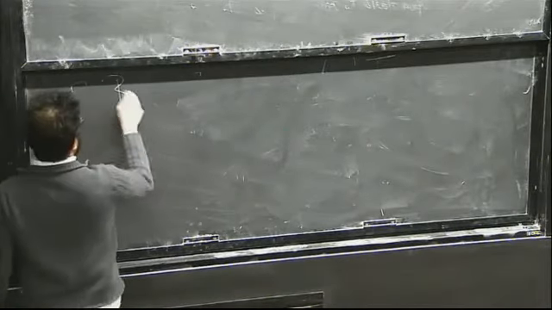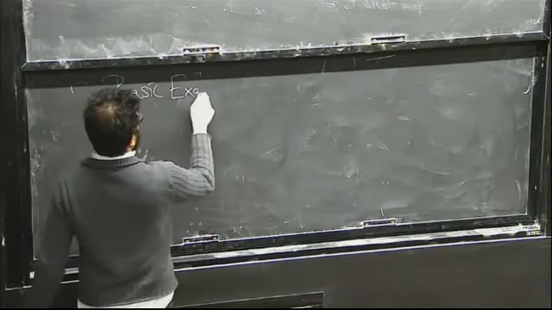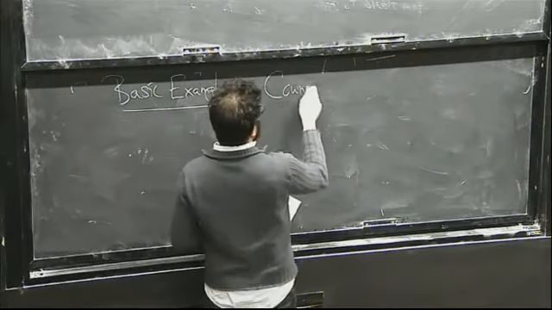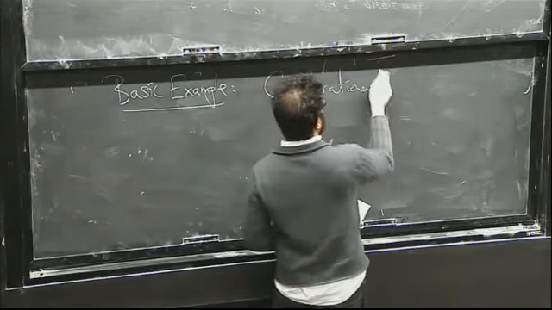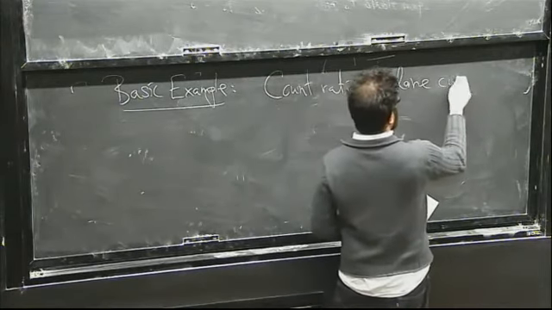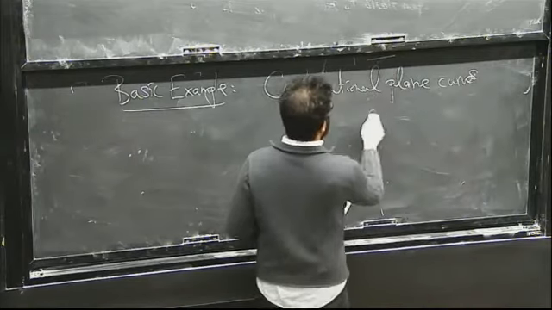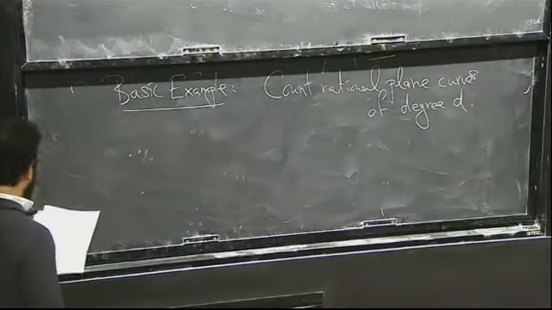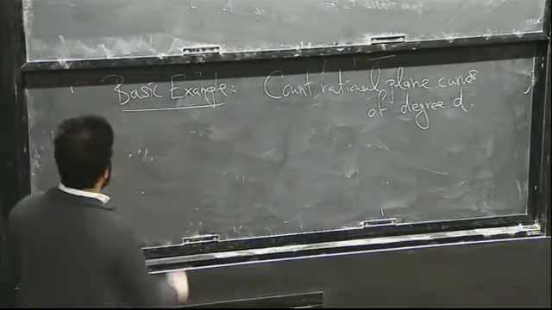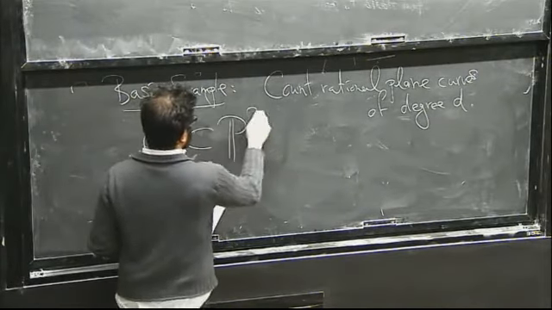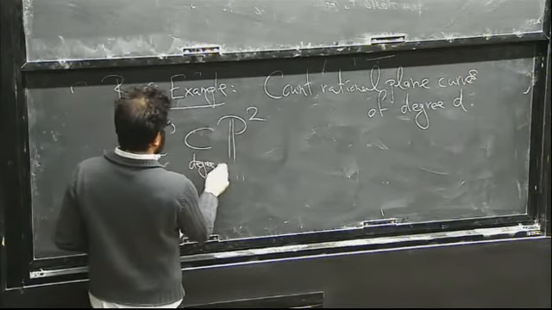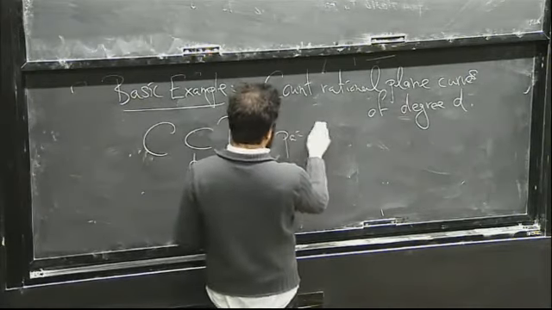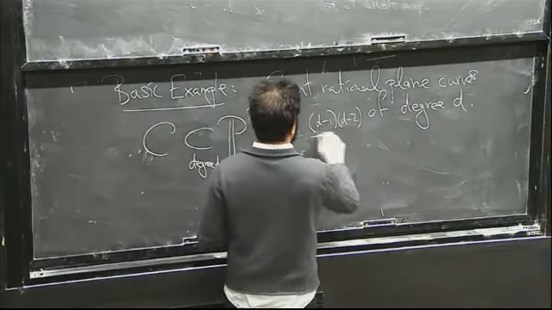Like I said, this is one of the basic examples, which is to count rational plane curves of degree d. What I mean by this is really the most concrete thing you can imagine: if I have a curve in P2 of degree d, just cut out by one equation, well, the arithmetic genus here is (d-1)(d-2)/2.